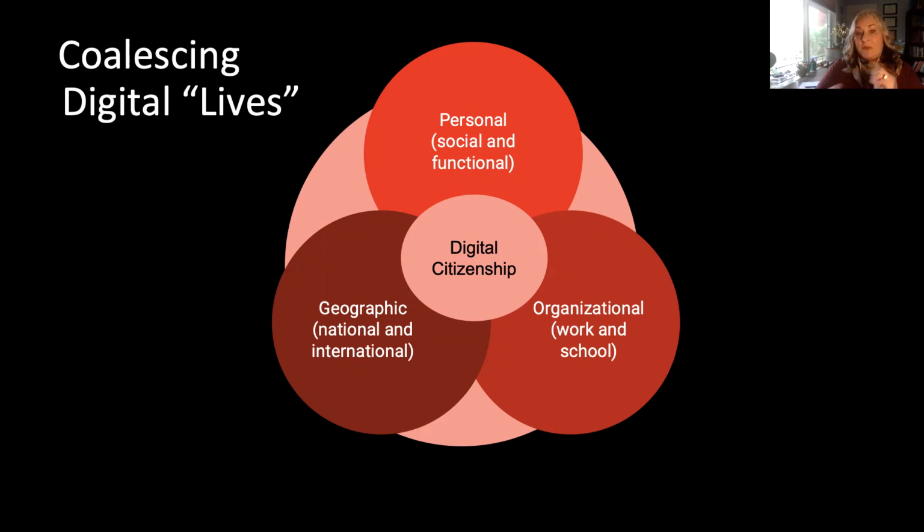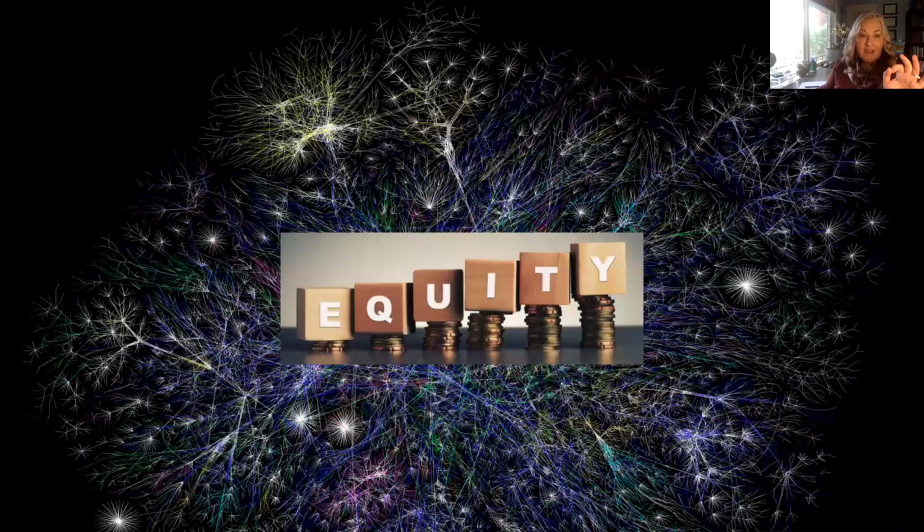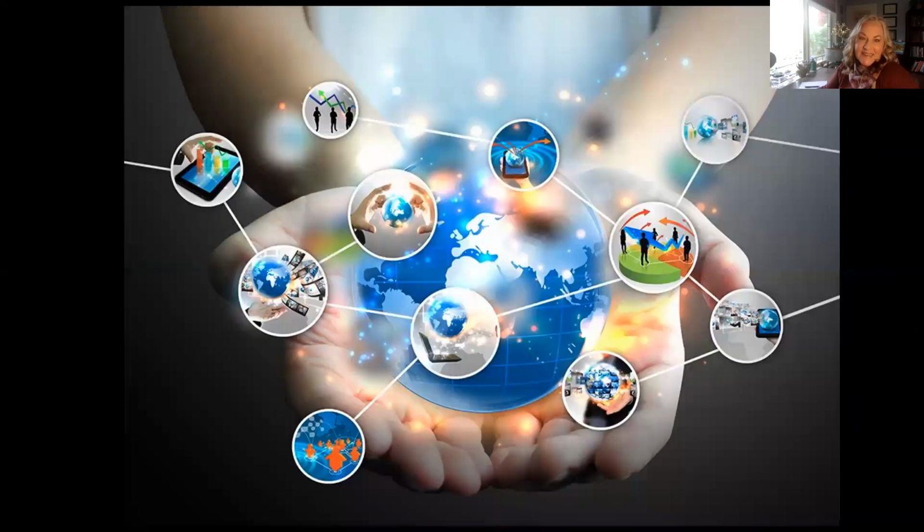work in these spaces. So because we have that coalescence happening, how are we actually going to go about providing some equity for our learners in these spaces? So let's take a look at some ideas. So here we are again in that equitable landscape.